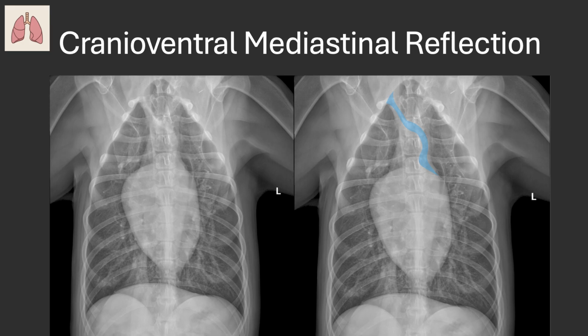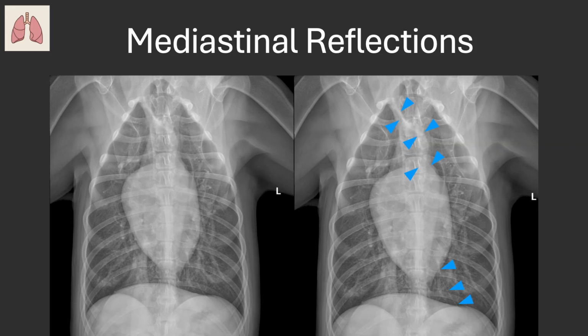Exceptions to this principle include the medial margins of the right and left cranial lobes, which are separated by the cranioventral mediastinal reflection, outlined by the blue highlight, and the lateral margin of the accessory lobe and the medial margin of the left caudal lobe, which may be outlined by the caudoventral mediastinal reflection, as denoted by the blue highlight. These mediastinal reflections on this image are outlined by blue arrows to allow you to examine these without superimposition of the blue shaded regions.